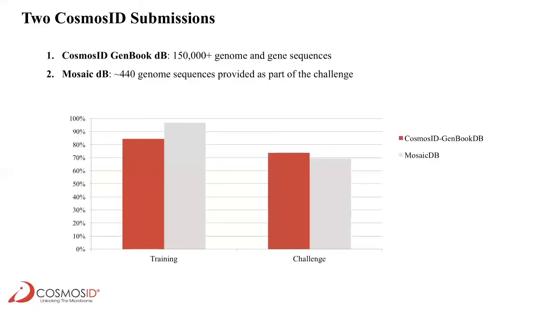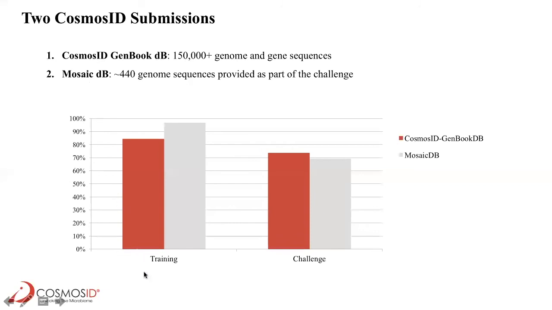So now, how we submitted our results. When we saw the challenges, based on the description, we first started with our big phylogenetically organized database with 150,000 genome and gene sequences. However, in addition to that, as many other tools have started doing, we used a small boutique database with the 440 genomes that the challenge provided, and we added that one as well. So these are the two submissions we submitted as part of the Strain 1 challenge.